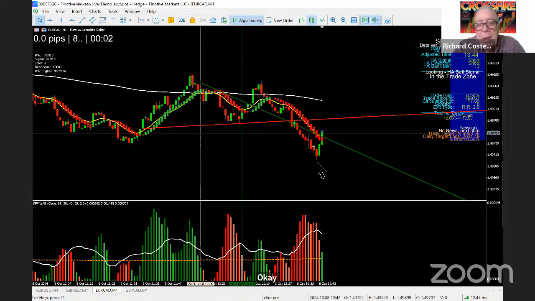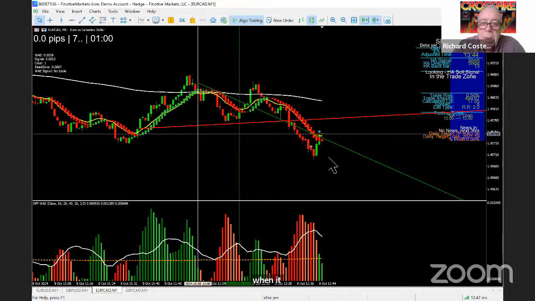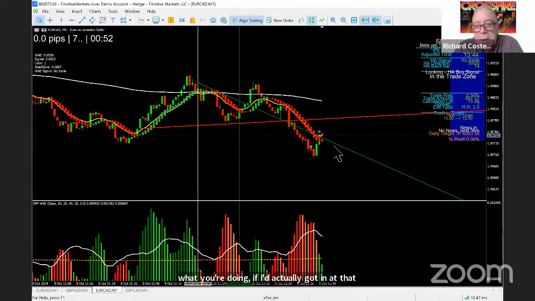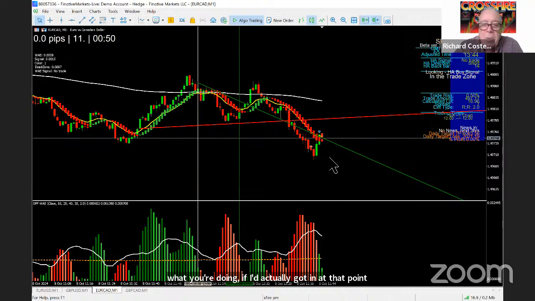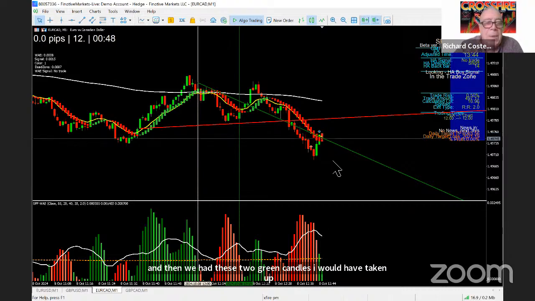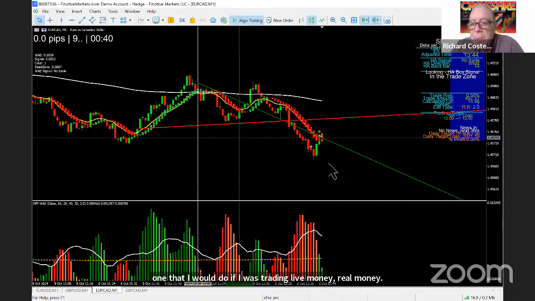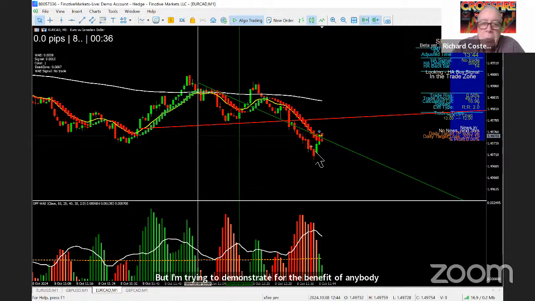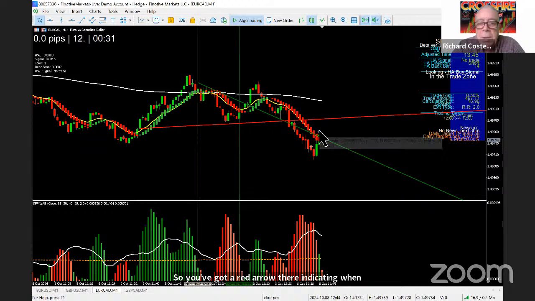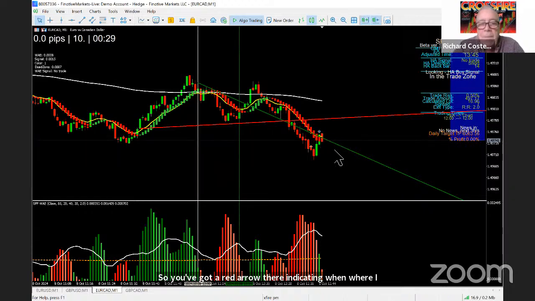Yes, what I would have done if I'd actually got in at that point, and then we had these two green candles, I would have just taken it out for the loss. But that's not a good position to be in, and not one that I would do if I was trading live, real money. But I'm trying to demonstrate for the benefit of anybody who's watching the replay that this is how it works. So you've got a red arrow there indicating where I got in. It's got a blue arrow there indicating where it took me out. So that was 4 pips.